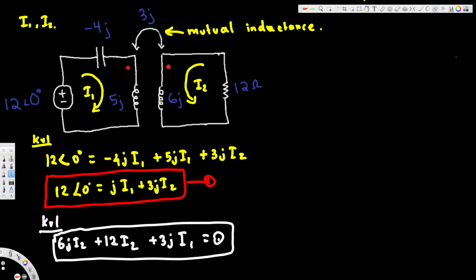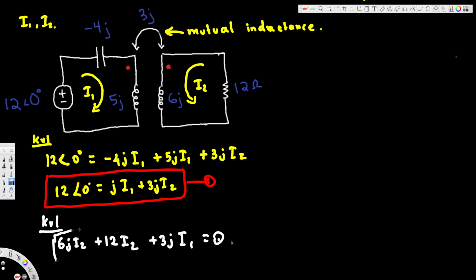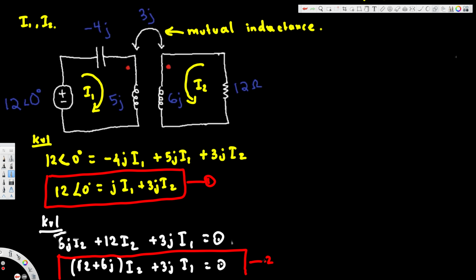To create the matrix, I should have combined I1 and I2 together. Okay, here we can take I2 common. If I take I2 common, this is going to be (12 plus 6j) times I2, then plus 3j I1 is equal to 0, and this is going to be equation number 2. Okay, so this is equation 2.